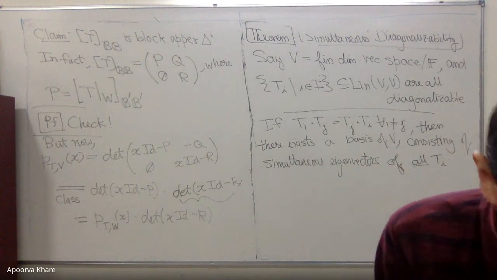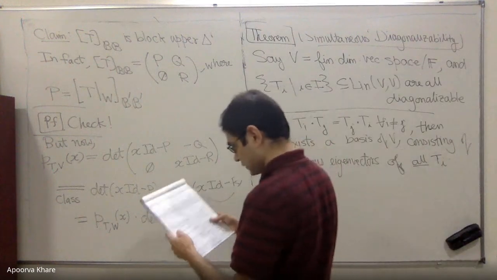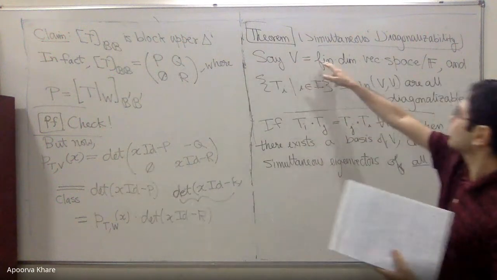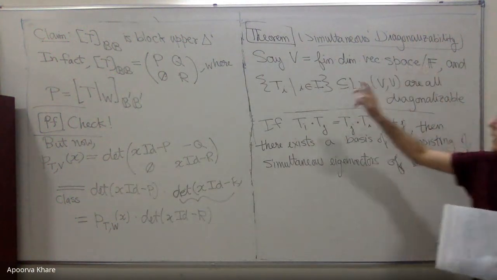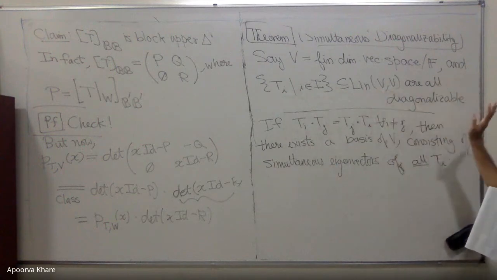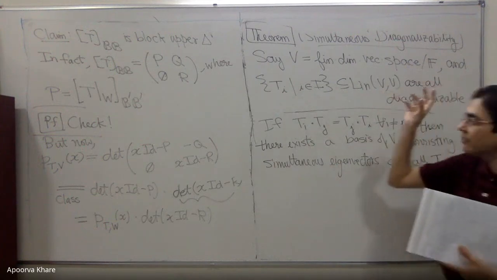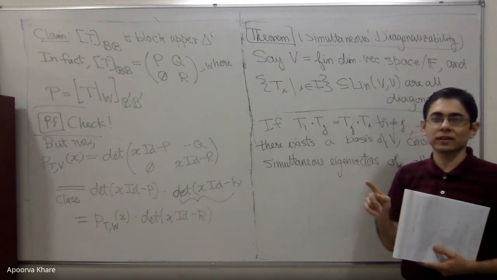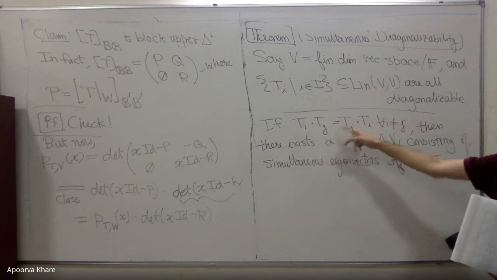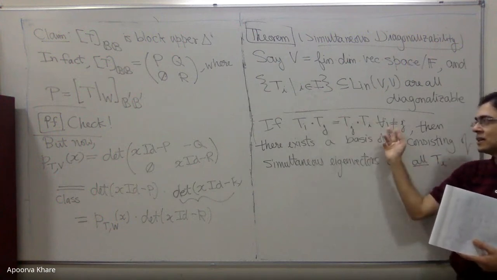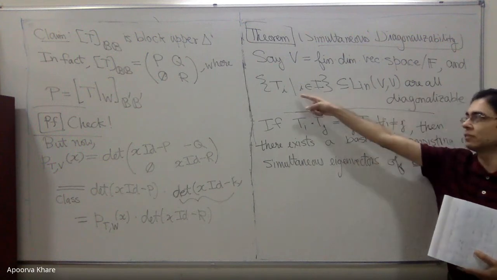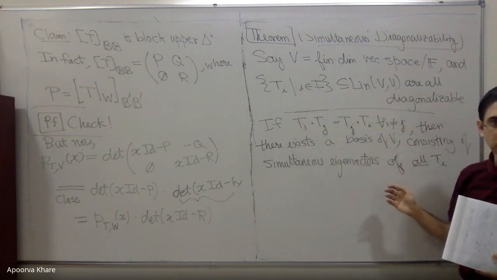Before we use that lemma, that's why I'm saying it. So we want to prove this theorem. Suppose V is a finite dimensional vector space. The Ti are linear transformations from V to V, and all of them are diagonalizable. So each of them individually has a basis of eigenvectors with respect to which it's a diagonal matrix. The claim is if Ti and Tj commute for every i and j, then you can choose a common basis with respect to which all of them are diagonal.